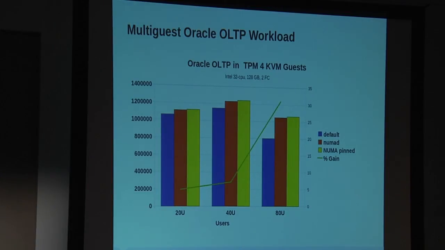But then when you oversaturate the system, the NUMA layout becomes even more important. That's the last column, the 80 user columns over there on the right. But in any of these 3 cases, you can see that NUMA-D automatically gets you close to what you got from manual hand tuning.